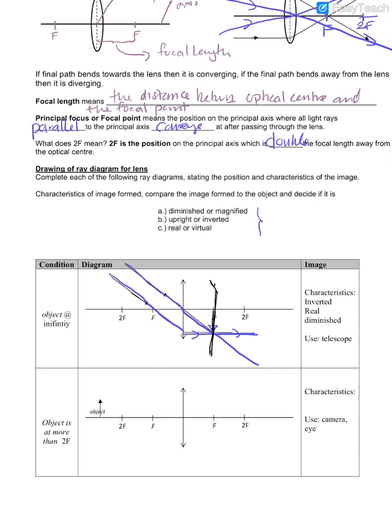And then the image is diminished, smaller. It is inverted, upside down. And where do you have such a thing? Telescope. So when you use a telescope, you look at the moon. The moon appears smaller, definitely smaller. It doesn't appear larger. So it's a good example of a telescope.